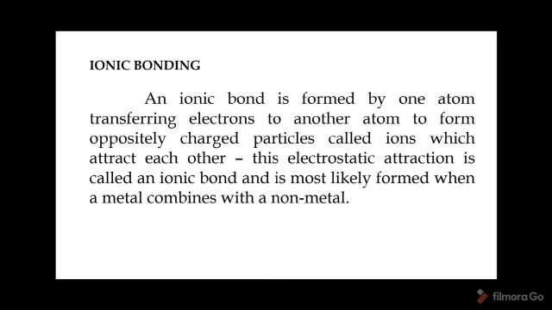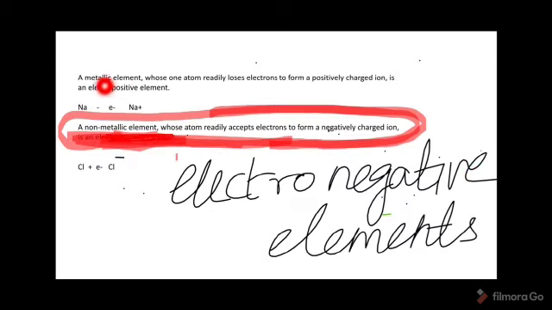You have a clear idea about the metallic and non-metallic characteristics of the elements. A metallic element whose atom readily loses electrons to form a positively charged ion is an electropositive element. For example, sodium has more tendency to lose electrons and forms a positively charged ion. So sodium has more metallic character and behaves as a metal.